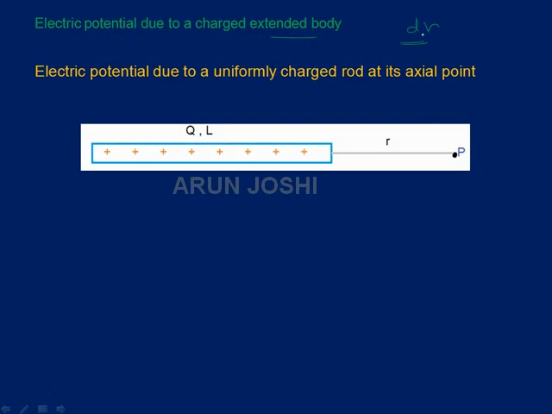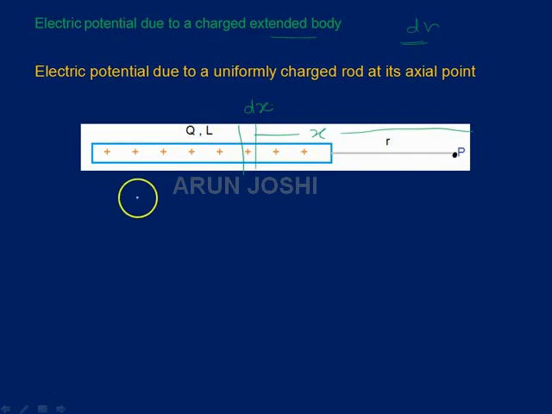Like here I am asking you to calculate the electric potential due to a uniformly charged rod at any point on the axial line, that is a point P here. How will you solve it? Firstly, pause the video, try to solve it yourself, then follow my instructions. Suppose I say at a distance x, there is an element of width dx.